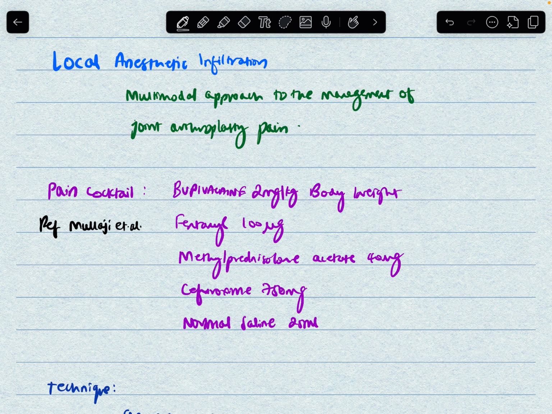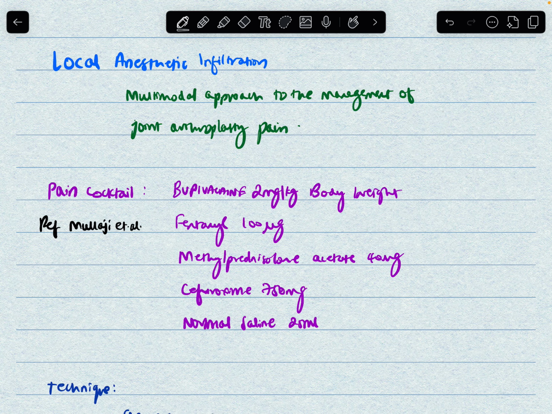So there are multiple cocktails that are proposed in the literature, and here is an example of one of the cocktails using bupivacaine 2 mg per kg body weight, fentanyl 100 micrograms, methylprednisolone 40 mg, cefuroxime 750 mg, normal saline 25 ml.